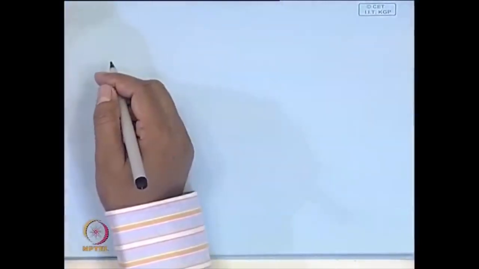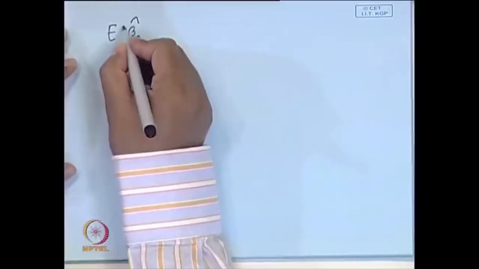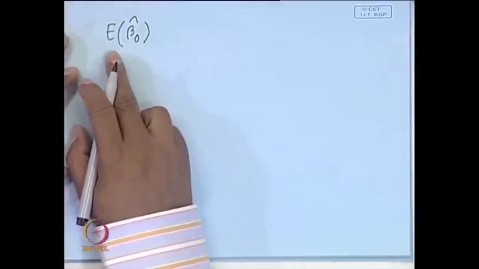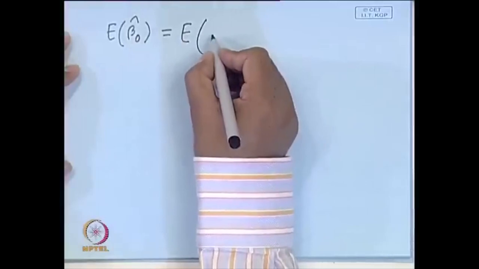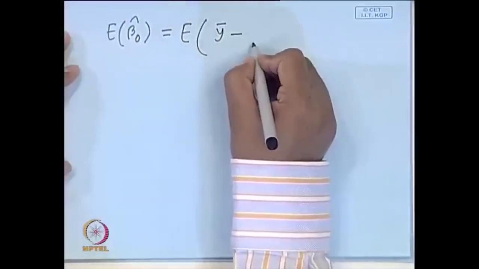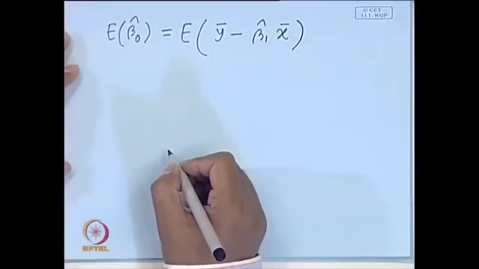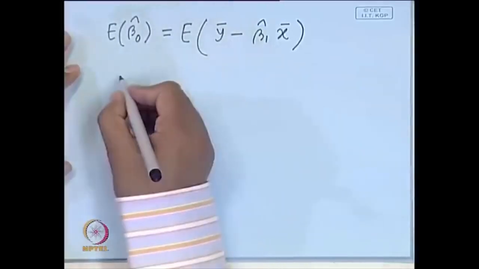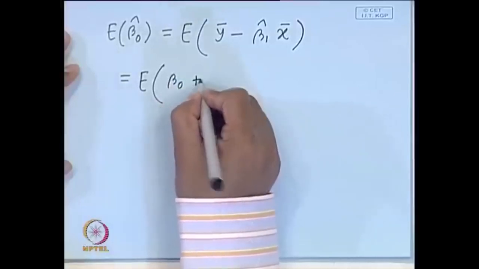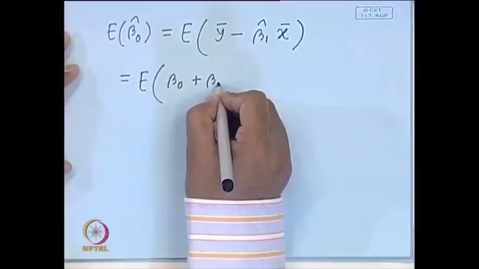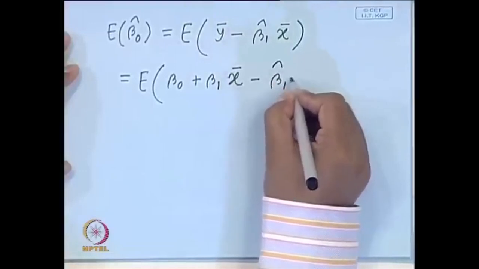Similarly, next we prove that beta naught hat is also unbiased. That means, we are going to prove that the expected value of beta naught hat is equal to beta naught. So, this is equal to the expectation of y bar minus beta 1 hat x bar. Okay. So, what is y bar? We proved in the previous slide that y bar is nothing but beta naught plus beta 1 x bar, minus beta 1 hat x bar.